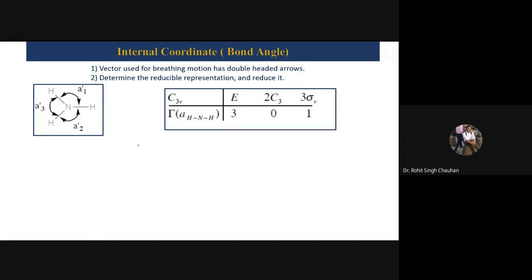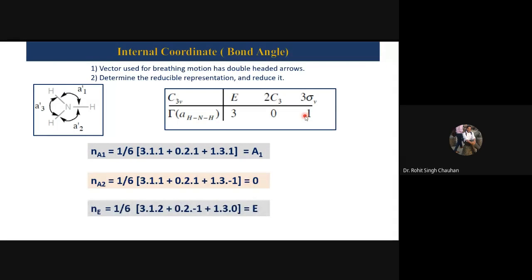Now, how many bond angles are present? I told you 3, right? One in between the two NH, and another is the one beyond in the umbrella. So in that case, if you apply the reduction formula, during the operation E, are the angles going to change? No, that's why the contribution will be 3. In case of C3, of course, they are going to change. So in this case, it will be 0. In case of sigma V, it is 1. Okay. Again, you apply the reduction formula and you will get A1 plus E. Same information which you obtained for the bond length, you get for the bond angle.